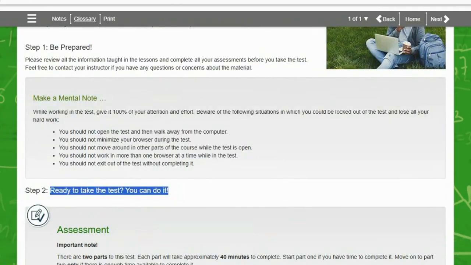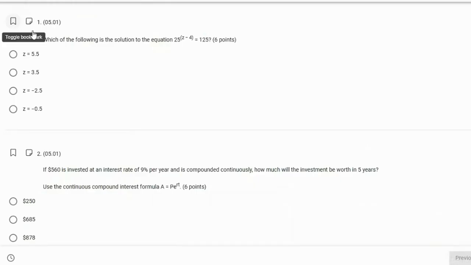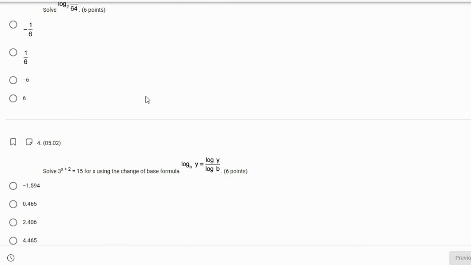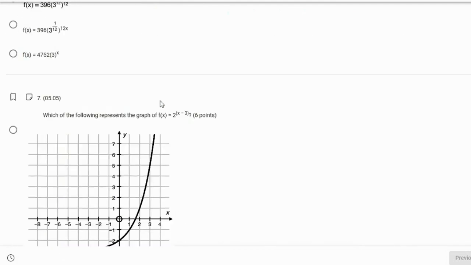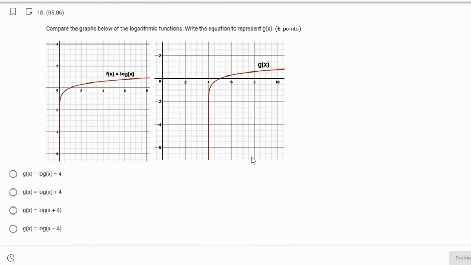But if we go to the next part, this is the actual test. Here's part one. Part one is always multiple choice. Let's see how many questions. Which of the following is the solution to this equation? Here's the equation. What is the solution? Multiple choice. 1, 2, 3, 4, 5, 6, 7, 8, 9, 10. 10 problems on the first part.